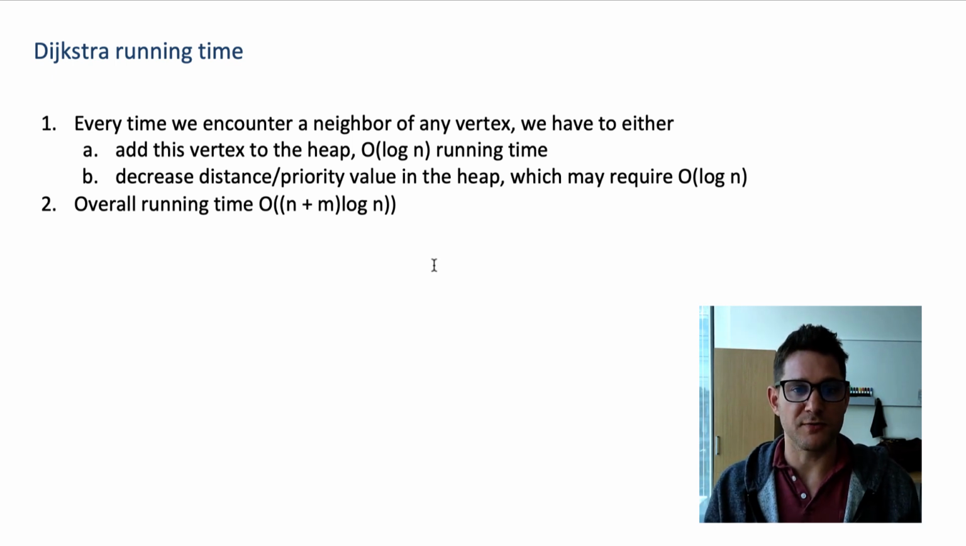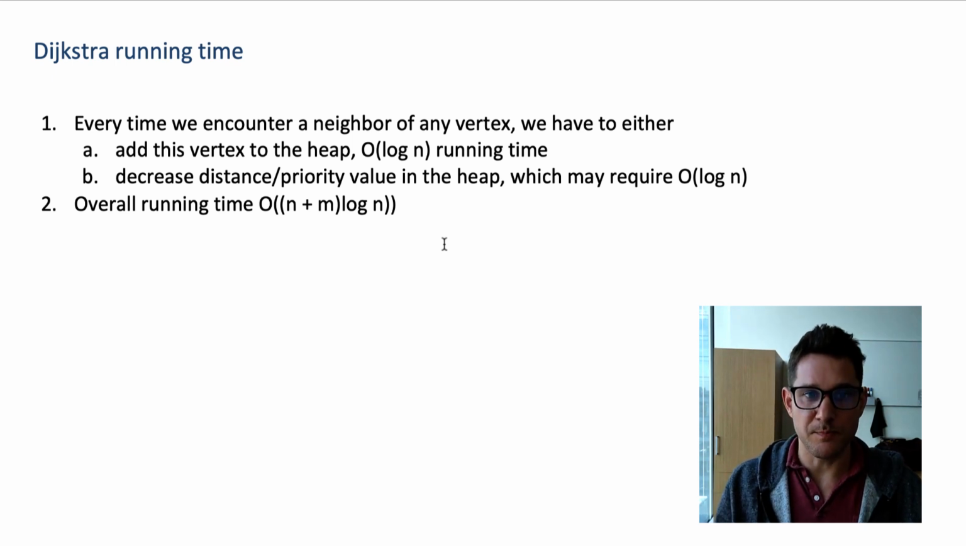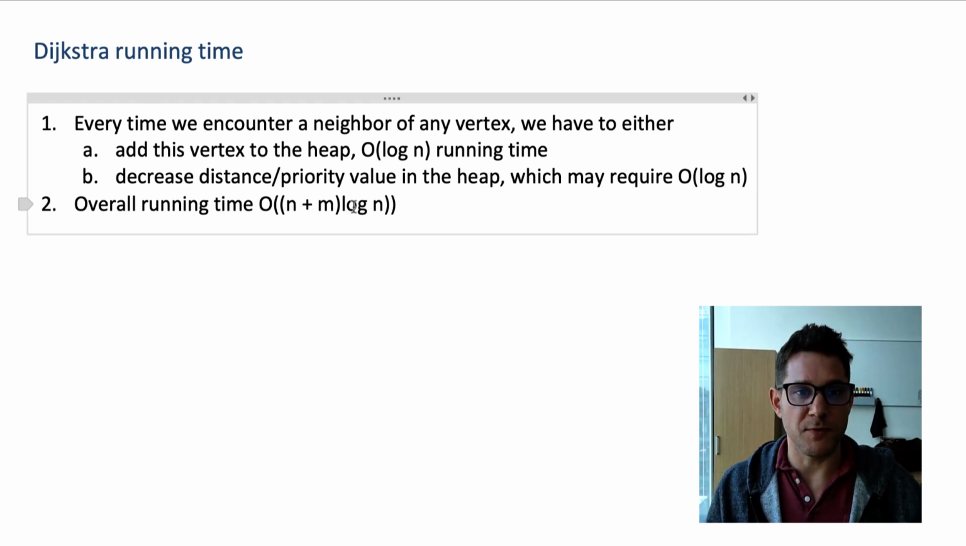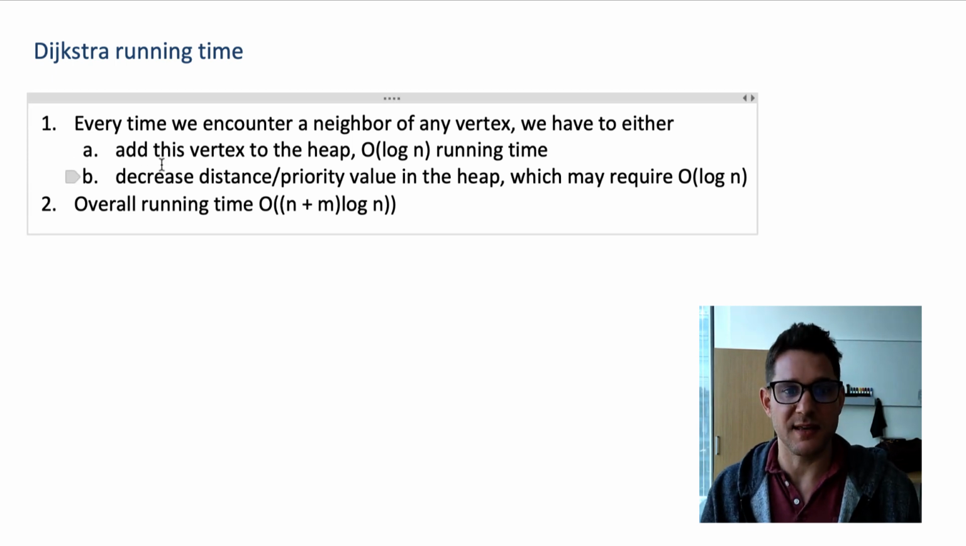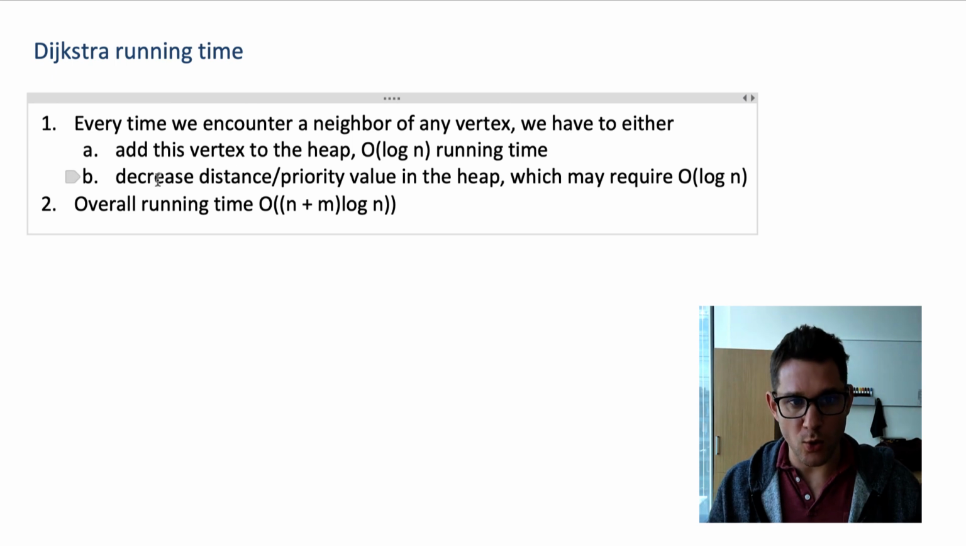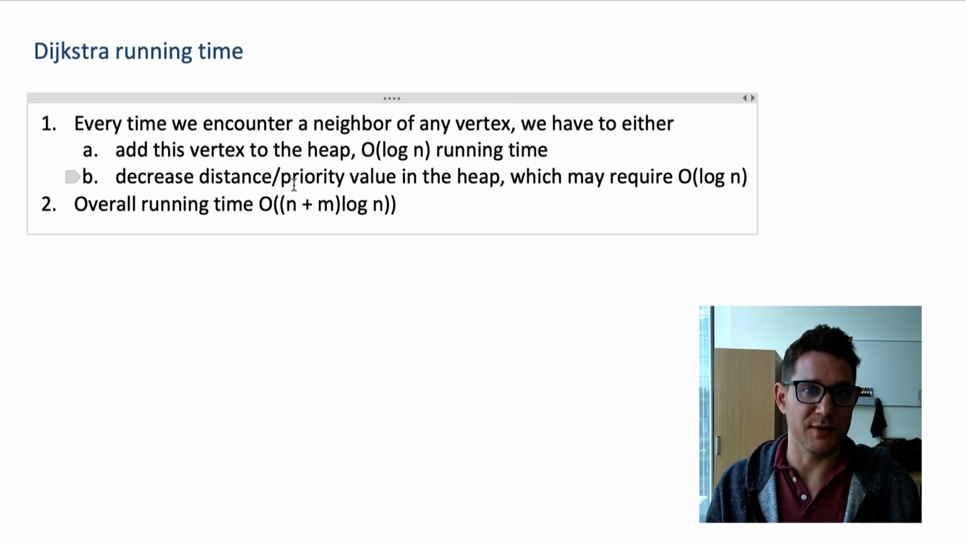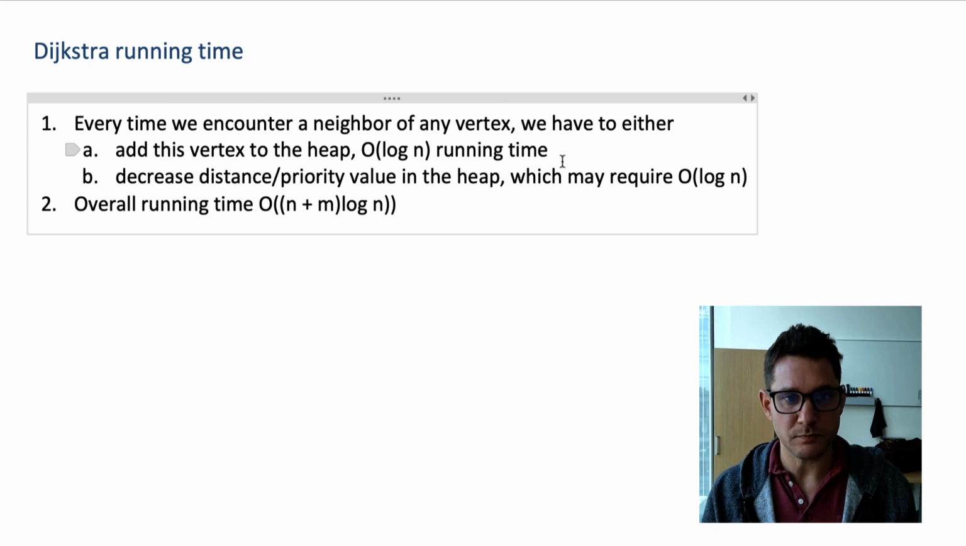Whenever you pop off this vertex from the heap, you then look at all of its neighbors, and for every neighbor, you look at the vertex associated with this neighbor, and you either have to add it to the heap because it wasn't added to the heap before, or you have to decrease the distance or priority value in the heap, which also would require on the order of log n. These are specific details of the heap data structure, and we'll talk about that in a moment.